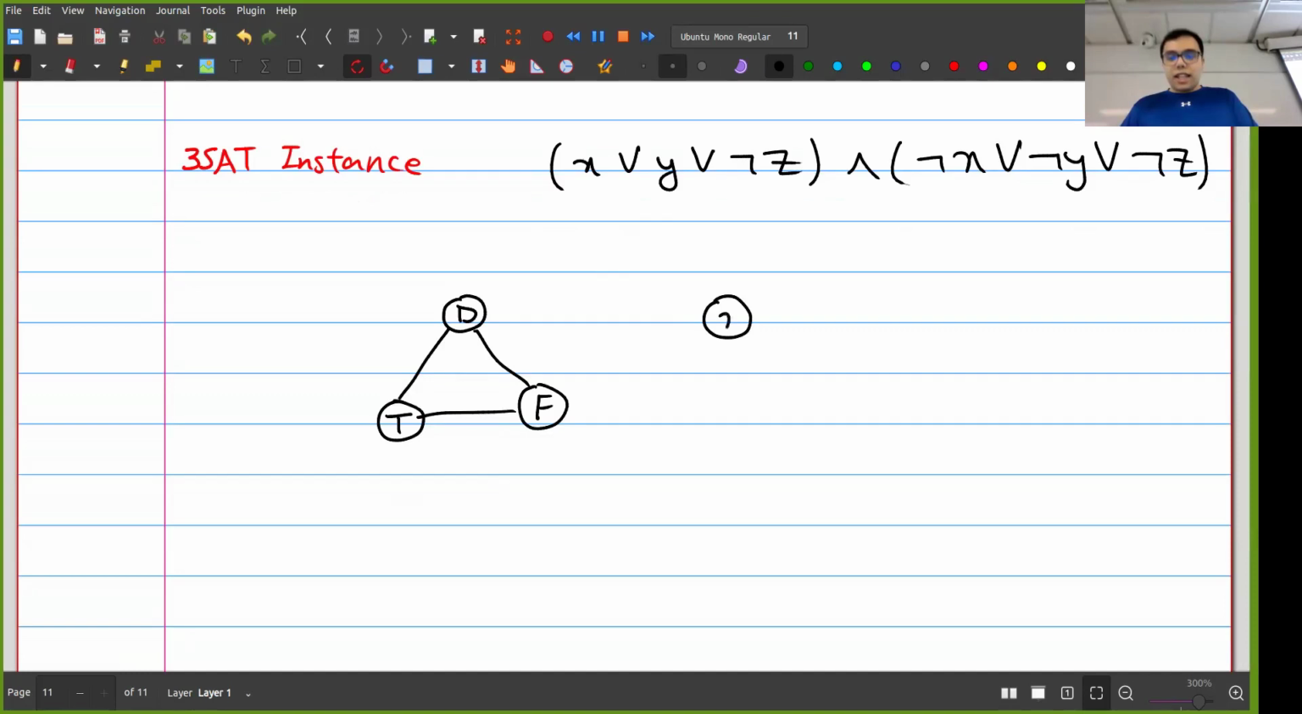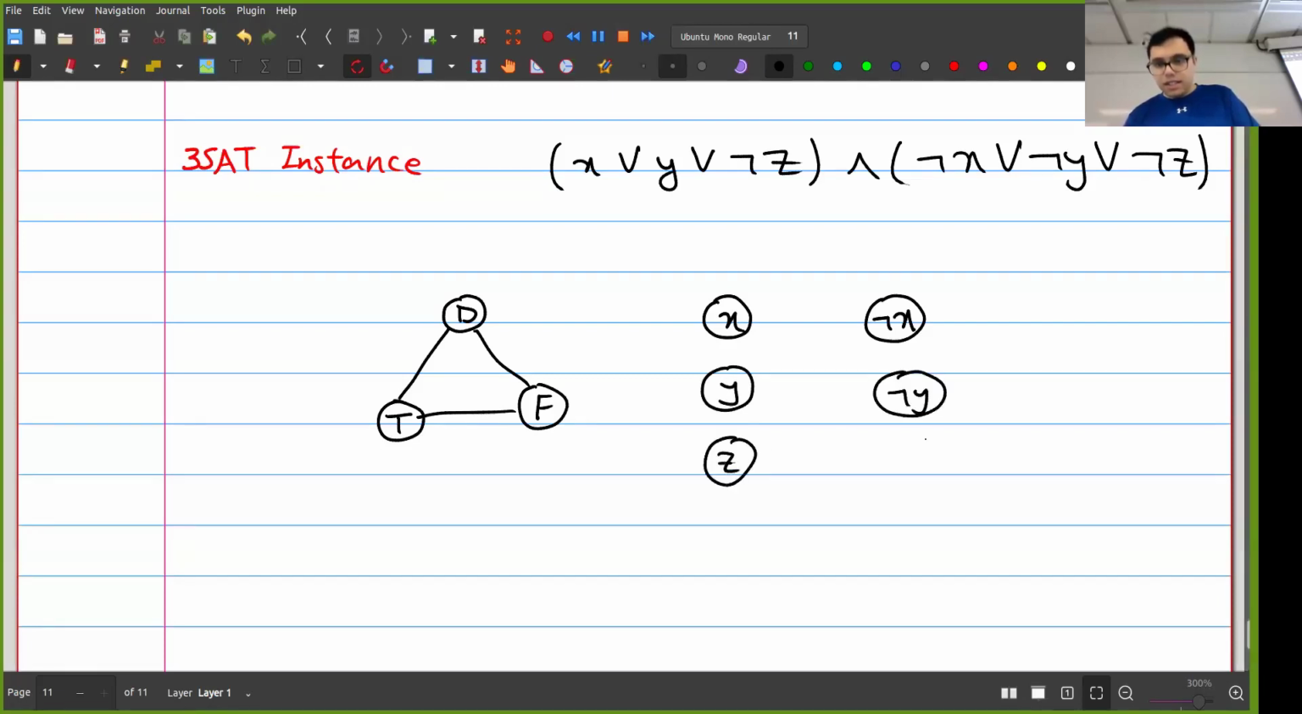I'm going to create one vertex for every variable and also for its negation. So I'm going to create a vertex X. I'm going to create a vertex negation of X. Y, negation of Y. Z, negation of Z.